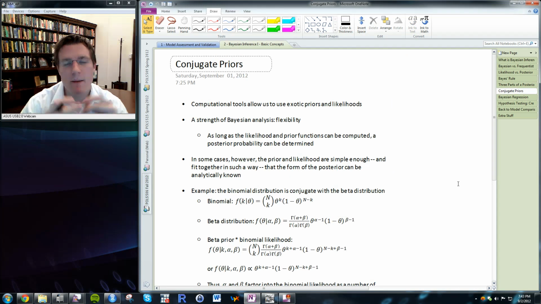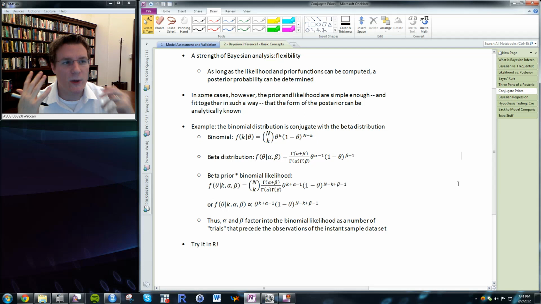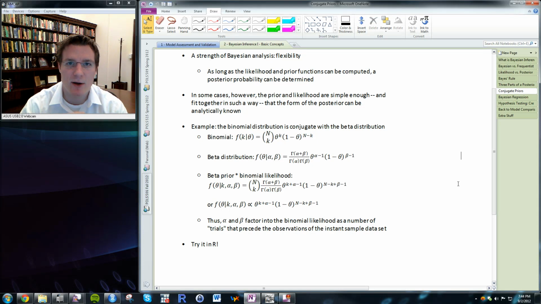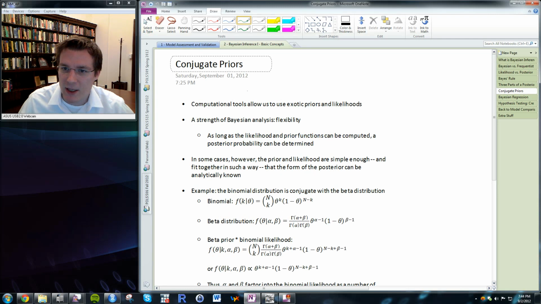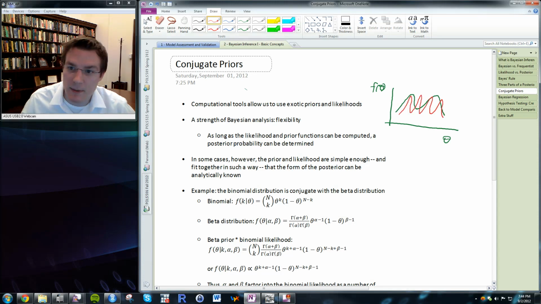Now, as a set of computational or statistical tools, one of the strengths of Bayesian analysis is how flexible it is. We can specify likelihoods and priors that are very, very complicated, and the Jackman book has some examples of this. We can write down priors where our belief about some parameter theta is bimodal or multimodal. We can have lots of different modes here. It can be perfectly uninformative or flat, all sorts of different things.